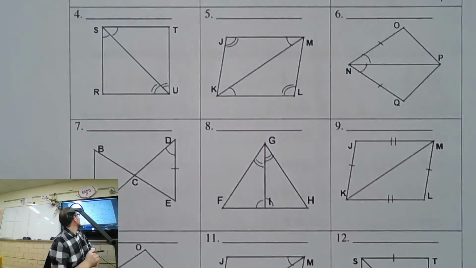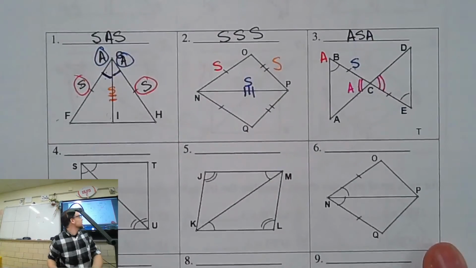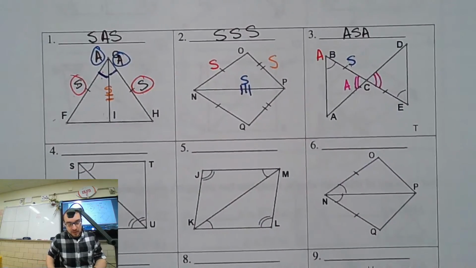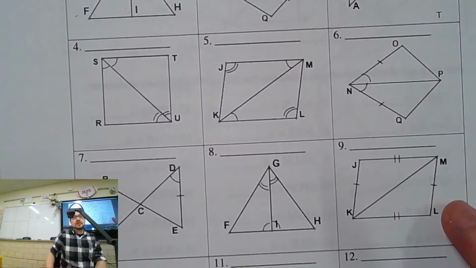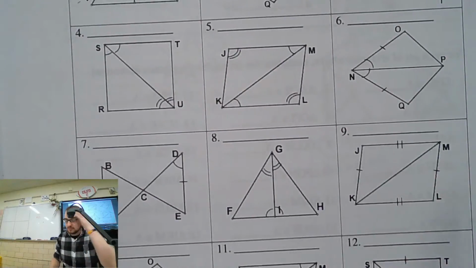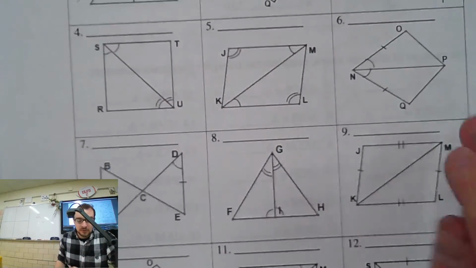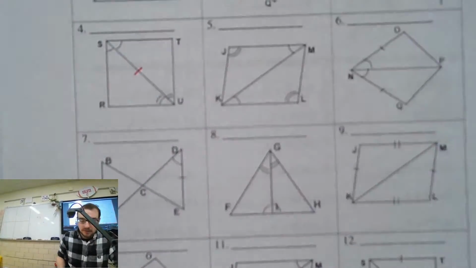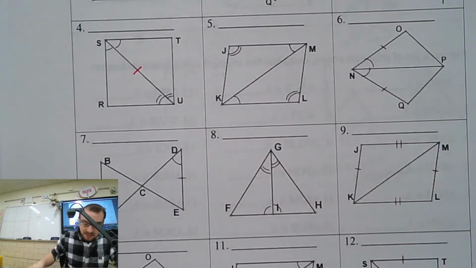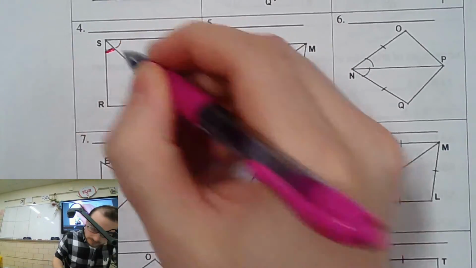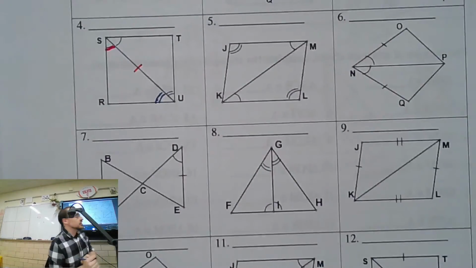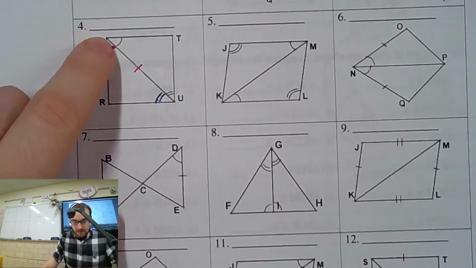For number 4, what do you notice right away about number 4? Wait, what was number 3? Looks like a square. Number 3 was ASA, right? Number 4 does look like a square, but we don't know that for sure, right? Squares have 90-degree angles. What do you notice about number 4? They share a side. Boom. So we have an angle here and an angle here and a side in between, right? So we have angle, side, angle.